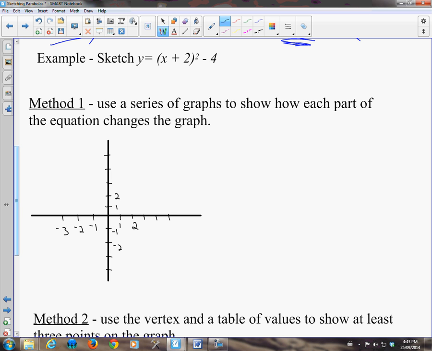So when we sketch using a series of transformations, the first thing we do is draw the basic graph. So we're going to draw x squared. x squared has a vertex at 0, 0, and then we go over 1, up 1 using our steps, and over 1, up 3 using our steps, and we join our points and get our x squared.